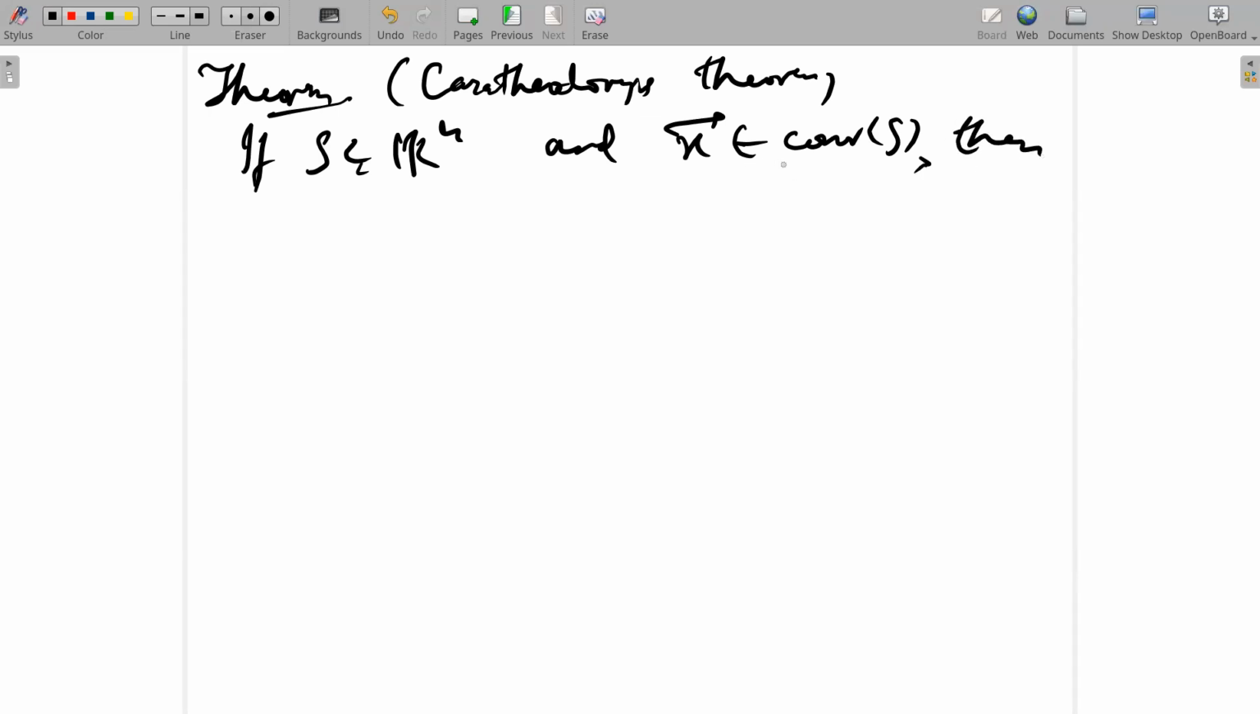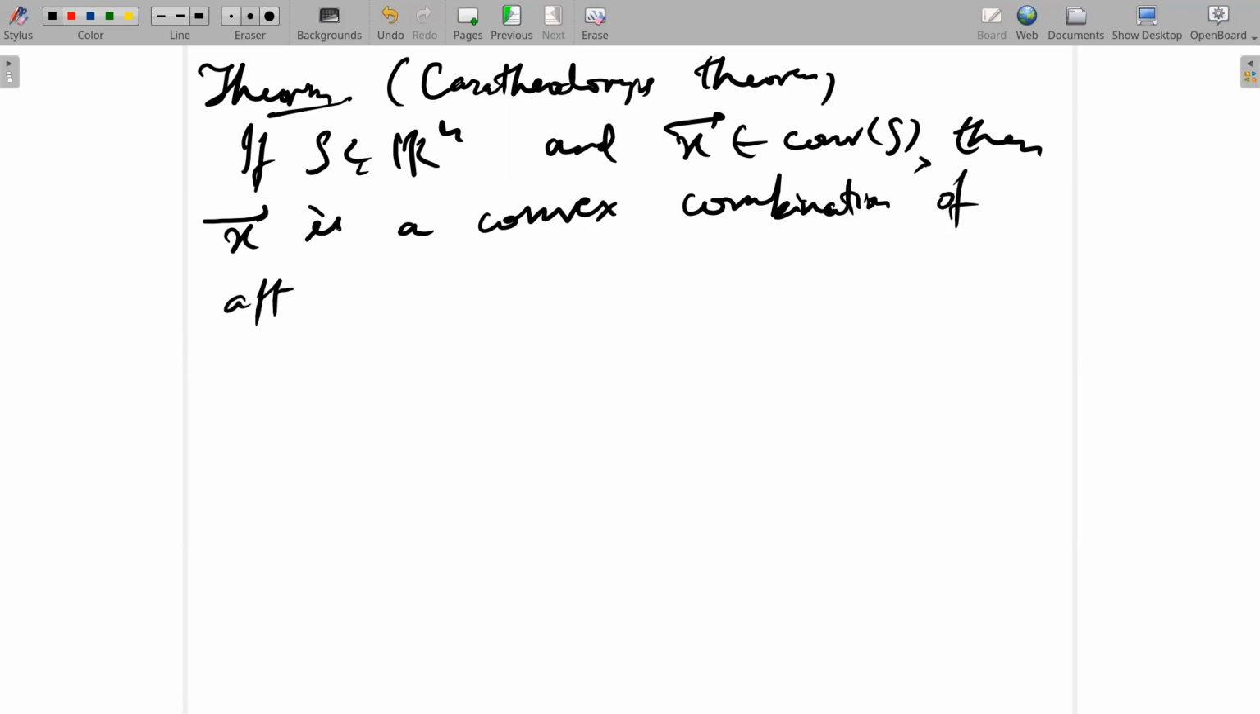I want to do it in the minimum possible way, in the sense that if I can get away with a convex combination of 10 points in S, I prefer that rather than using 1 million. So Carathéodory's theorem says that we can always do it with n plus 1 affinely independent points. So then X is a convex combination of affinely independent points of S.